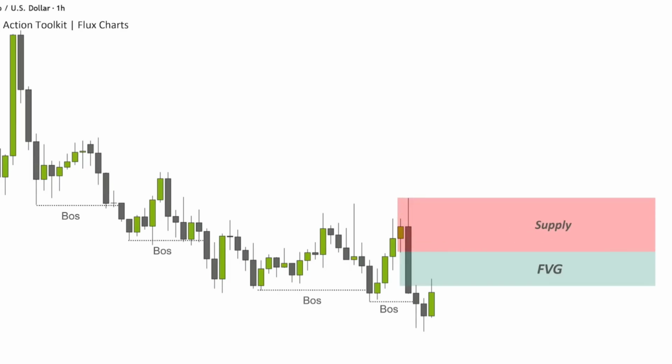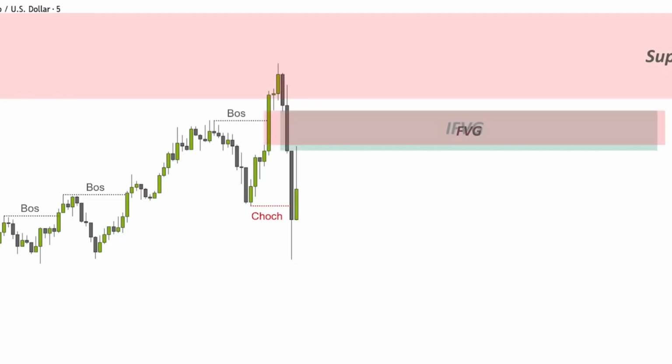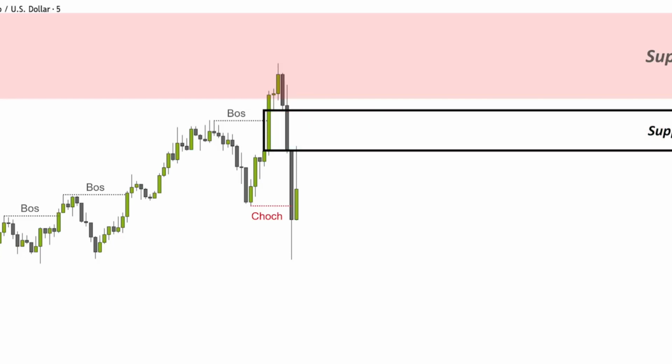Now we wait for the price to return to this area, then move to a lower time frame to find confirmation for a short trade. So we switch to the 5-minute chart. On the 5-minute chart, the price has already made a change of character. We can see an overlapping area of an inversion fair value gap and a new bearish fair value gap, forming a strong supply zone. This gives us a good reason to open a short trade.